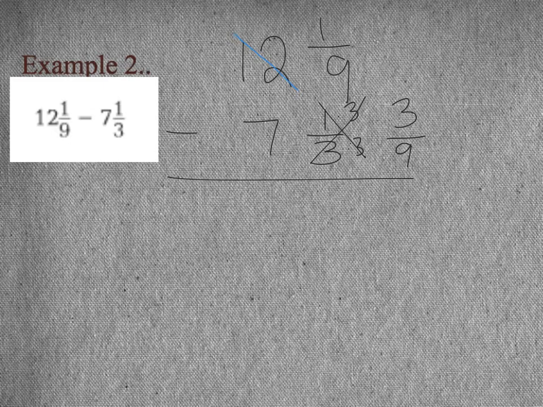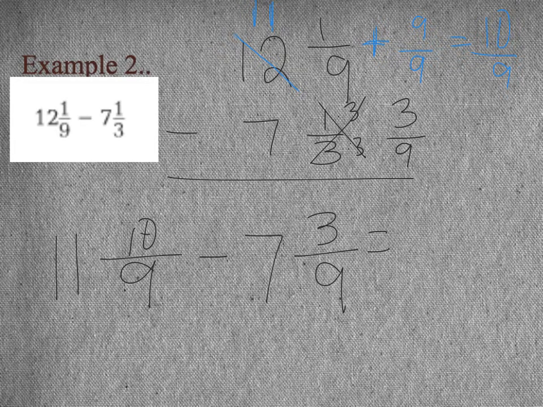I'm going to take 1 whole from this 12. If I take 1 whole from 12, that makes this 11. And I'm going to add it to here. I have to have the same denominator. So 9 over what would be the same thing as 1 whole? 9 over 9. 1/9 plus 9/9 equals 10/9. So let's rewrite our problem over here: 11 and 10/9 minus 7 and 3/9.